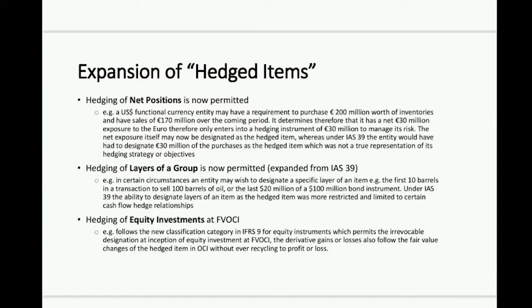The last item we'll talk about is hedging of equity investments that are measured at fair value through OCI. So if you recall from the classification and measurement webinar that we did on IFRS 9, you'll know that there are a number of different categories that apply. And one of those categories applies specifically to equity investments. And if you have an equity investment, IFRS 9 permits you to designate that equity investment at fair value to other comprehensive income at initial recognition.